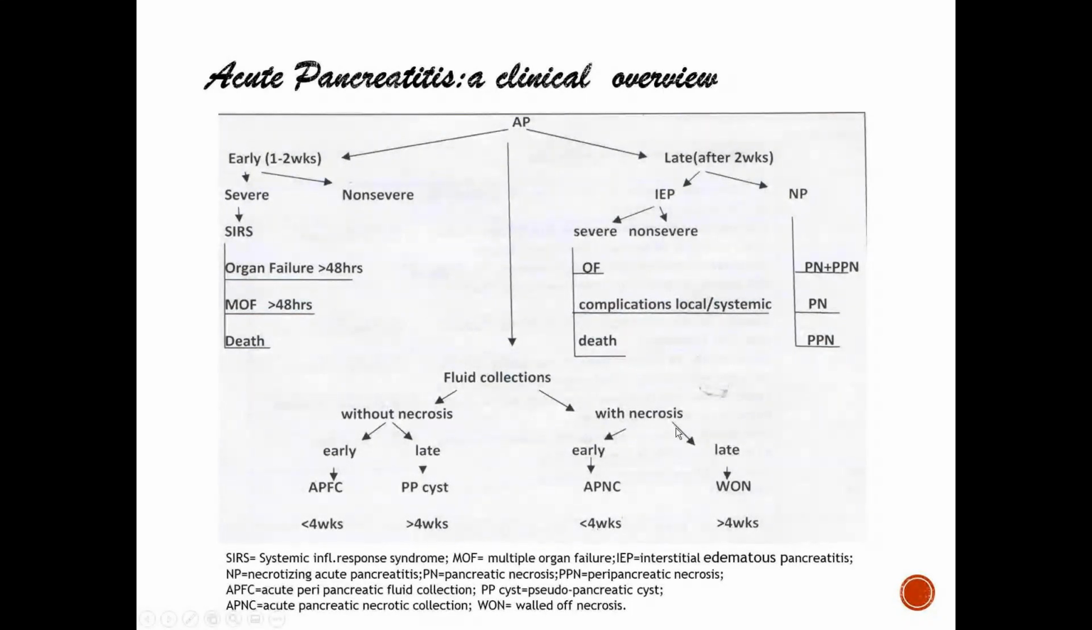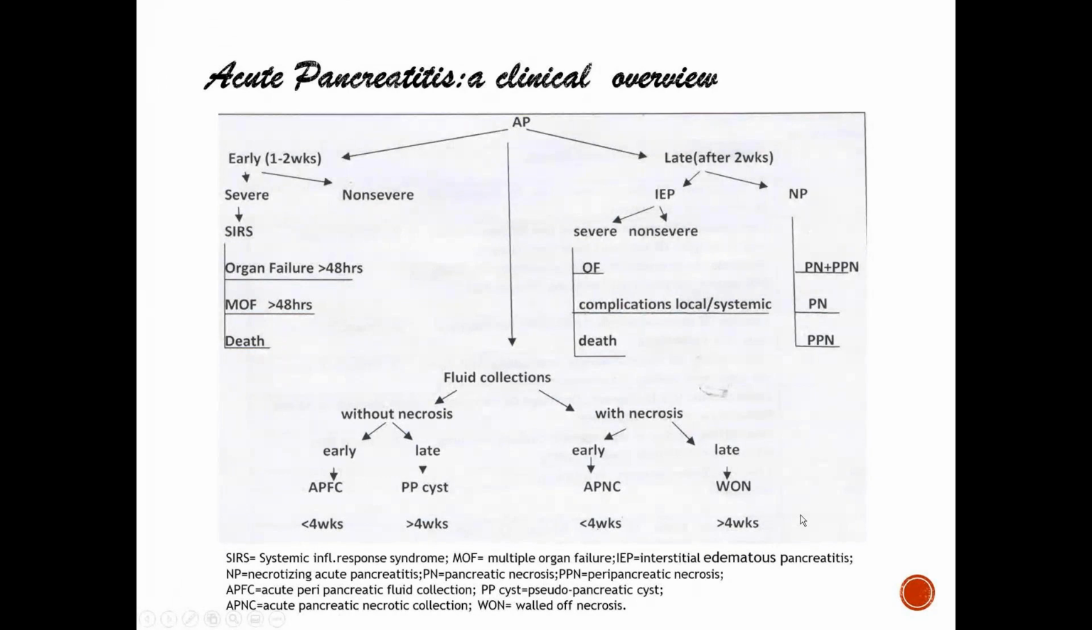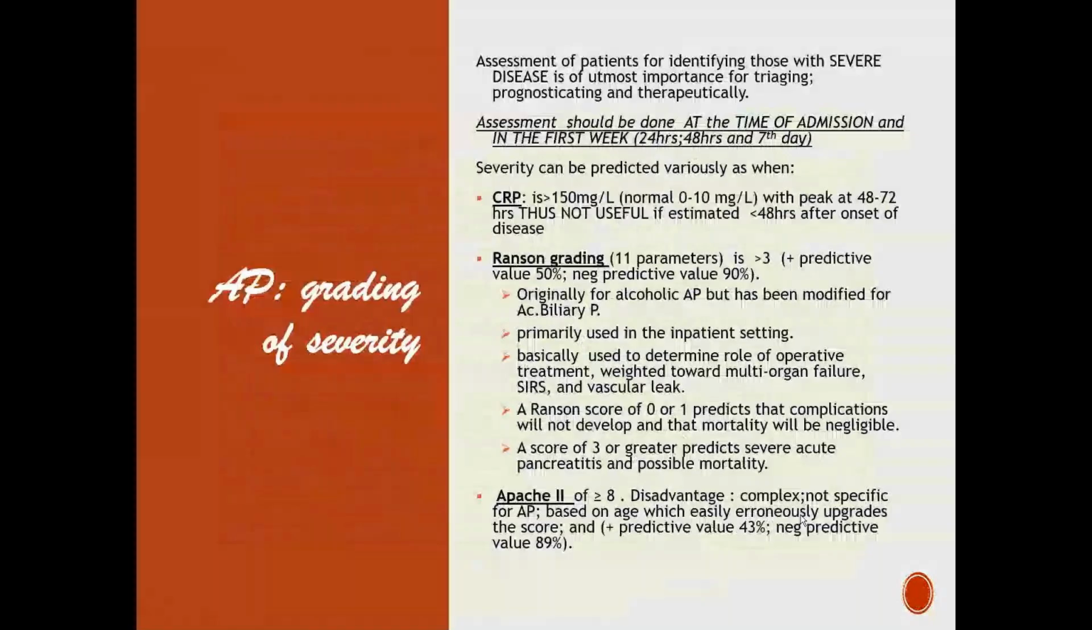And based on without necrosis or with necrosis, you can have an acute pancreatic fluid collection, which after 4 weeks would be termed as a pseudopancreatic cyst. You can have an early acute pancreatic necrosis before 4 weeks, and if it becomes walled off later on, it becomes walled off necrosis beyond 4 weeks. Just go back and look at this slide again after the completion of the lecture. Now, coming to grading of severity.